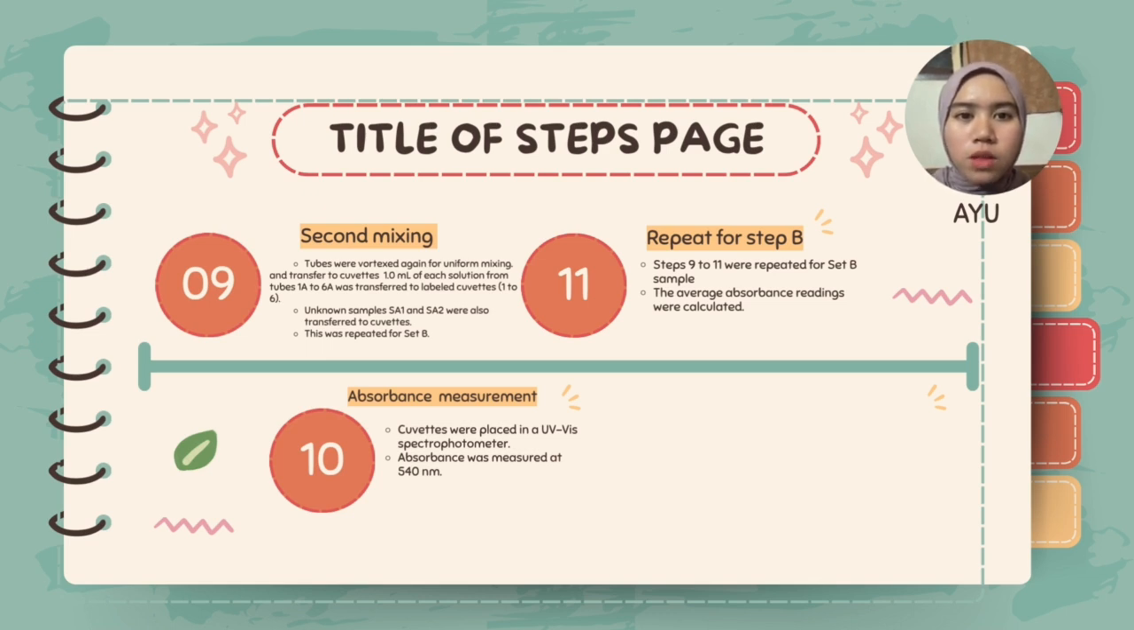1 ml of each solution from tubes 1A to 6A was transferred to labeled cuvettes 1 to 6. Unknown samples SA1 and SA2 were also transferred to cuvettes. This was repeated for set B. 10. Absorbance measurement. Cuvettes were placed in a UV spectrophotometer. Absorbance was measured at 540 nm. And lastly, repeat for set B.